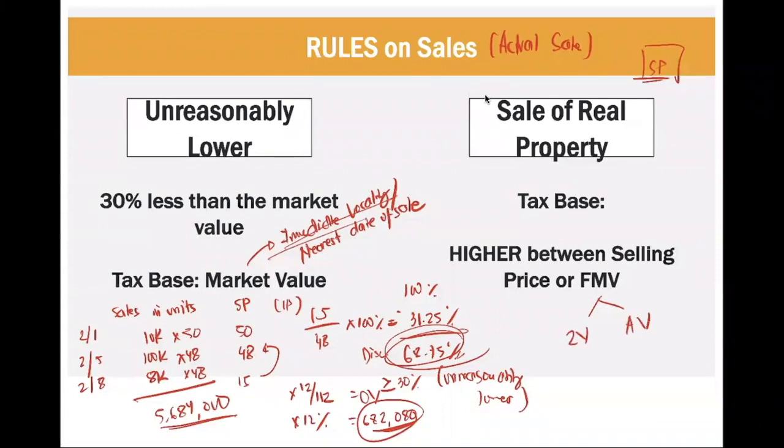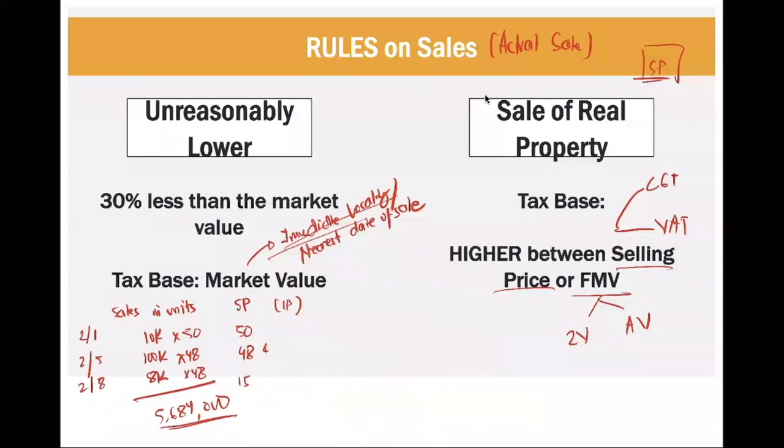If you still remember, this rule is also the rule in your capital gains tax on the sale of real property. So the rule on the sale, whether it is made in the ordinary course of business, such as this type, or a sale that is not made in your ordinary course of business that is considered a capital asset, we still make use of the same rule. The rule is that the tax base is the higher between the selling price or the fair market value. Remember, sa CGT yan din. So dito sa VAT, yan din. The higher between the selling price or the fair market value.